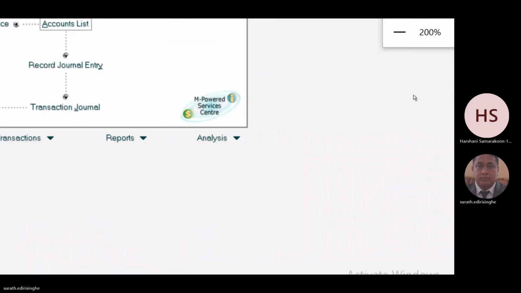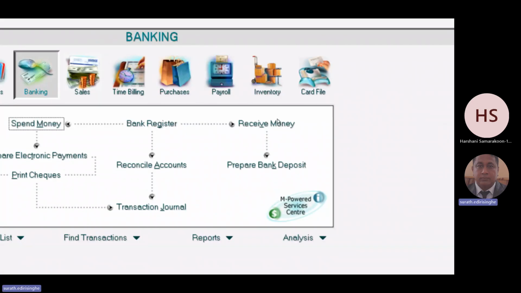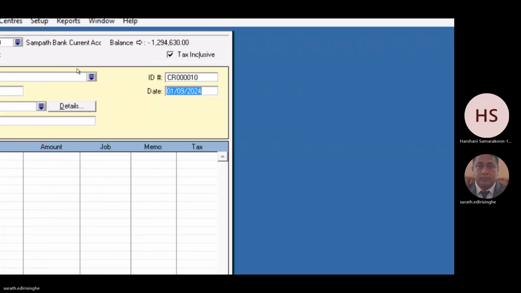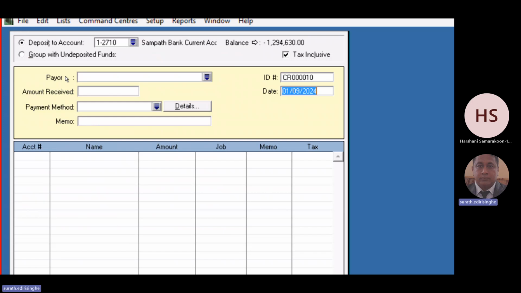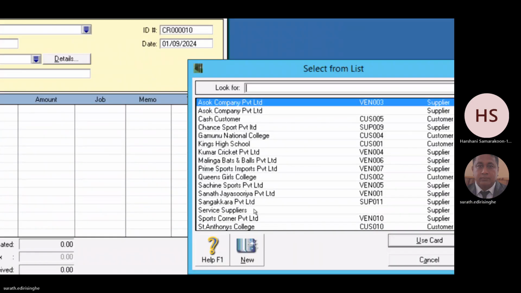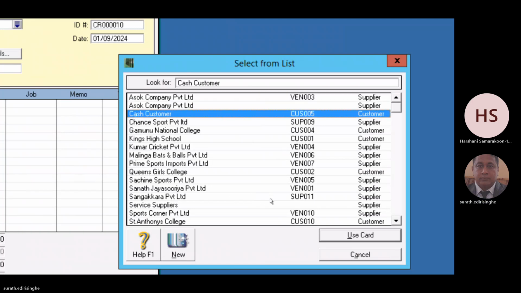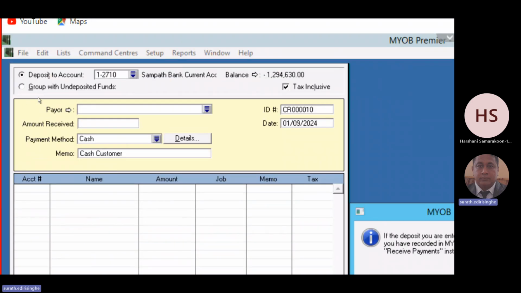Then go to the banking, receive money to your Sampath Bank or HNB Bank, right? Payer, you select here by cash customer. From here, cash customer, is it there? Cash customer is there. Yes, cash customer. Use cash customer.